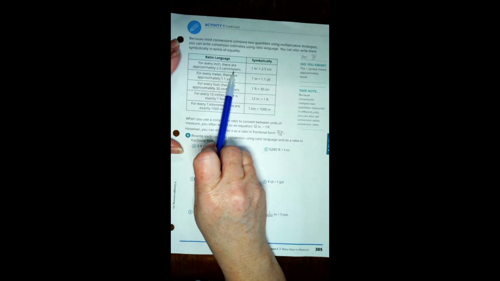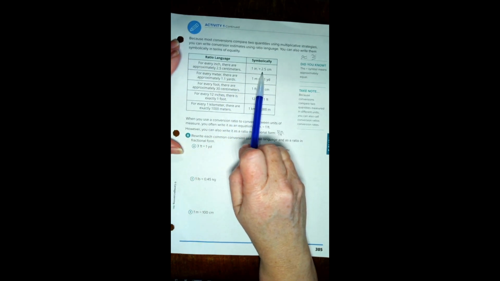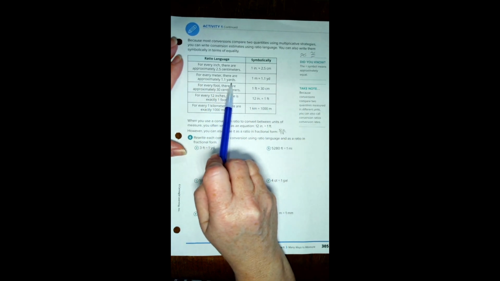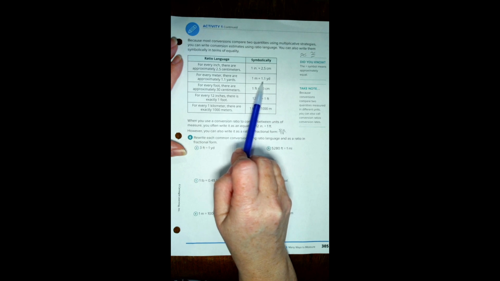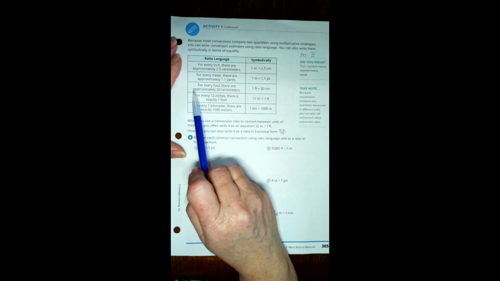Okay, so for every inch, they're approximately 2.5 centimeters. So 1 inch is approximately 2.5 centimeters. For every meter, they're approximately 1.1 yards. 1 meter, approximately 1.1 yards. For every foot, they're approximately 30 centimeters.